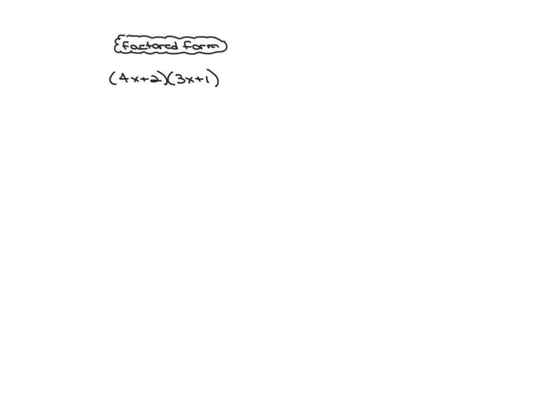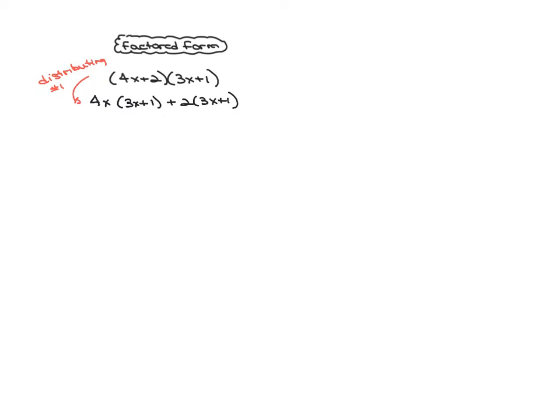All right, so our first step in factored form is to distribute. I think of this as distributing first, 4x times 3x plus 1, plus 2 times 3x plus 1. And we'll think about this as the first step in distributing. We'll call that distributing number 1.